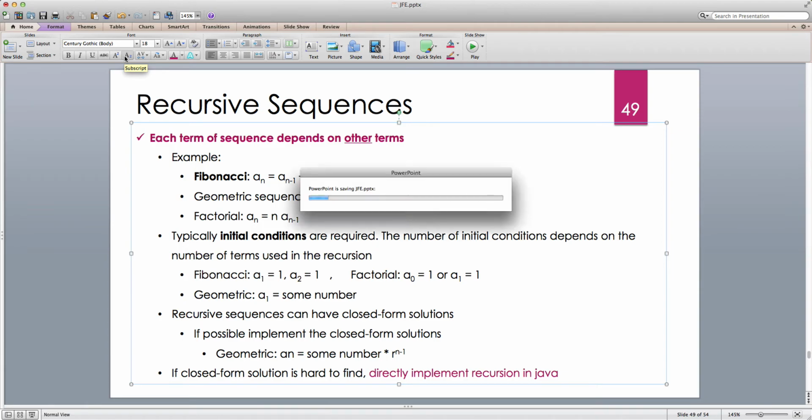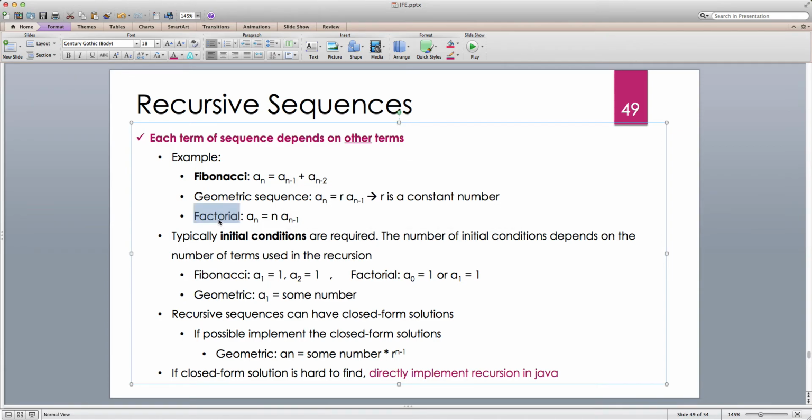Okay? For a factorial sequence, each term is the last term times the index of the current term. So here n is not a constant number. This is the main difference between a geometric sequence and a factorial growth or a factorial sequence. Here the coefficient is not a constant number.